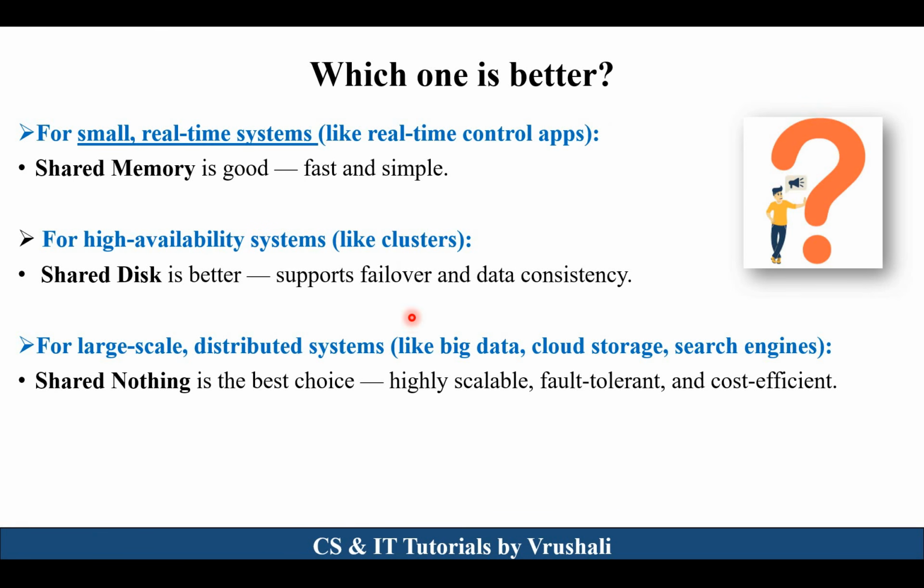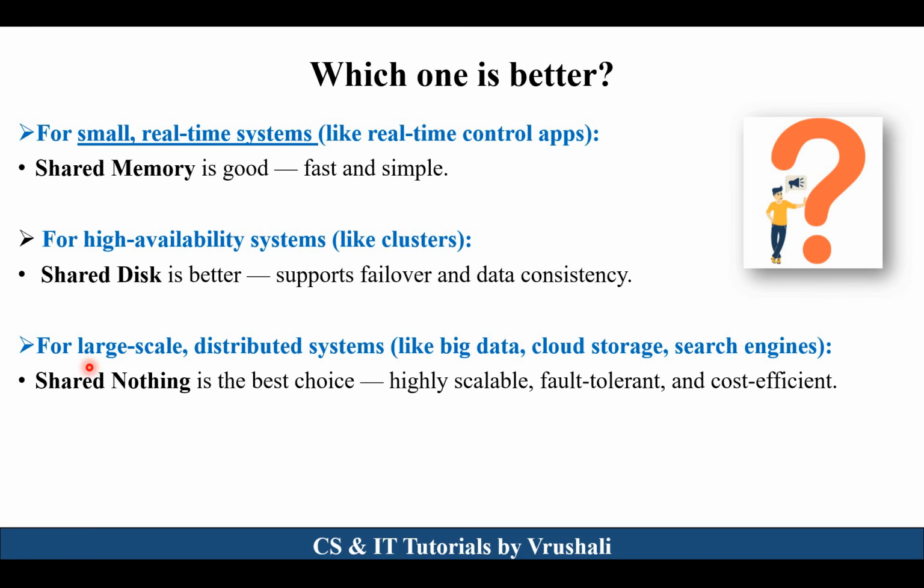Now, the most important question is which one is better, right? So let's understand. Suppose there are small, real-time systems like robotic systems, signal processing systems, or a real-time operating system. For that purpose, shared memory architecture is used, which is very fast and simple. Suppose there are high availability systems like a clustered file system, multiple hypervisors like VMware, or real-time trading or financial systems. For that purpose, shared disk architecture is used because it supports failure handling and data consistency.